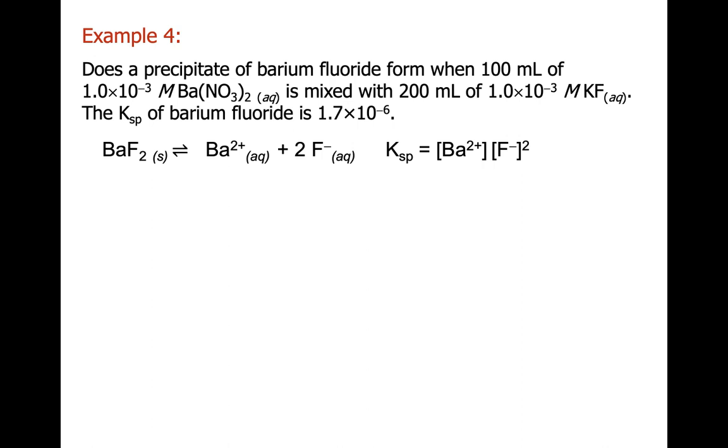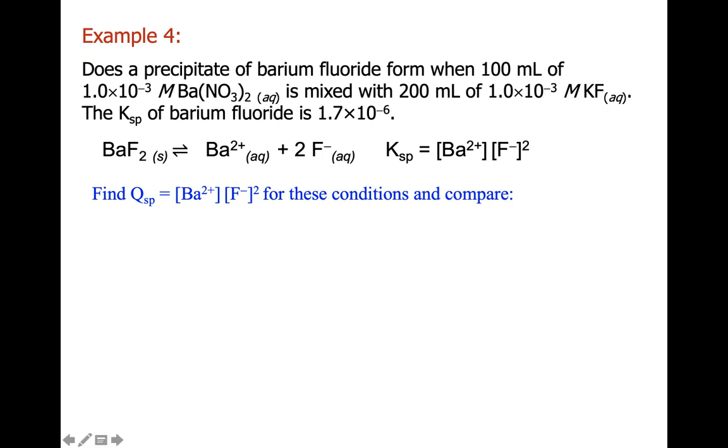So our first step here is to think about what's going on. What we want to do is find the Qsp. What's the Q for barium fluoride in these conditions? And then we can compare it to the Ksp of barium fluoride, that saturated equilibrium point of 1.7 times 10 to the negative 6th. So we need to find the concentrations of barium and fluoride for this situation if I mix 100 milliliters of this with 200 milliliters of this.